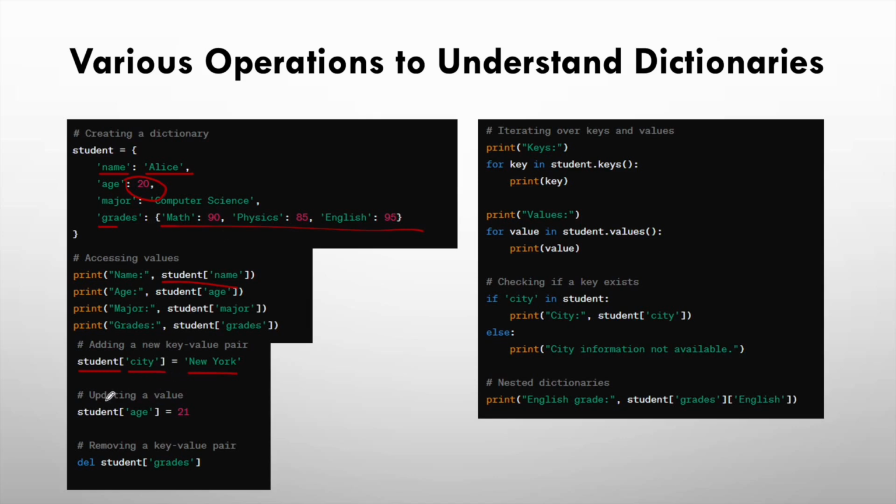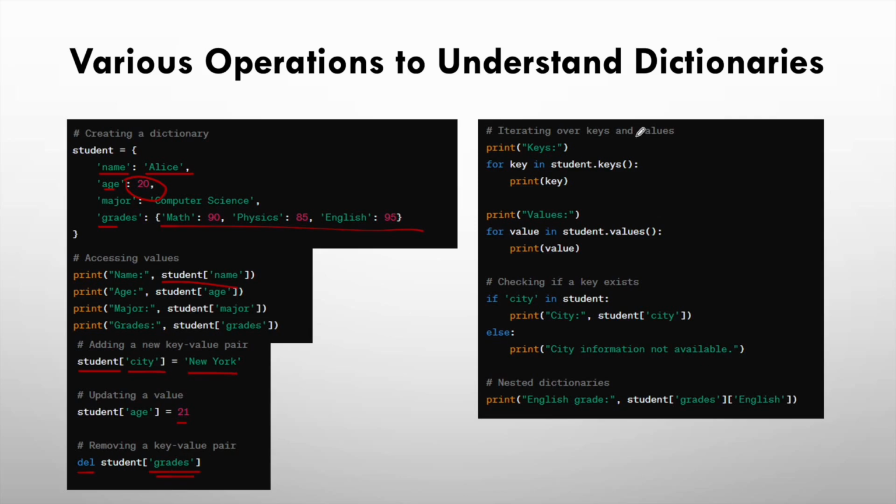It's similar for updating a value. You treat it as though you are adding a new key value pair, except because this key already exists in our dictionary, it'll just change this 20 to 21. To remove a key value pair, we use the syntax del, which is for delete, and student, name of the dictionary, square bracket, and the key. So notice how all the syntax is being done through the keys, not the values. The values are the data. We access everything through the keys.